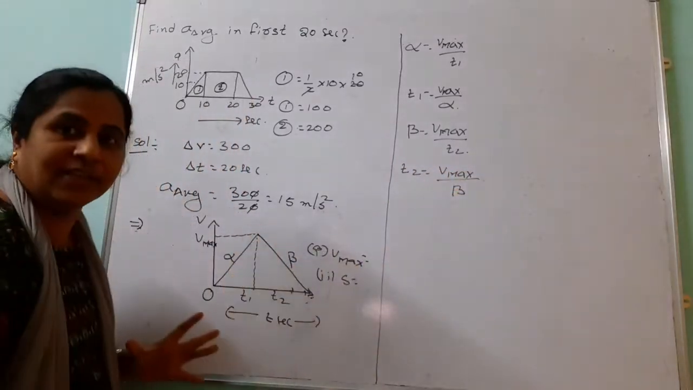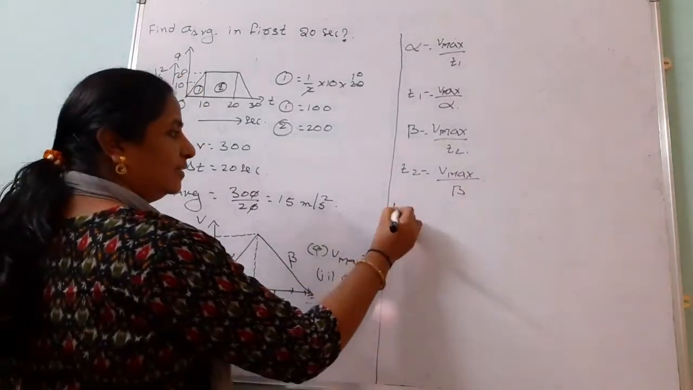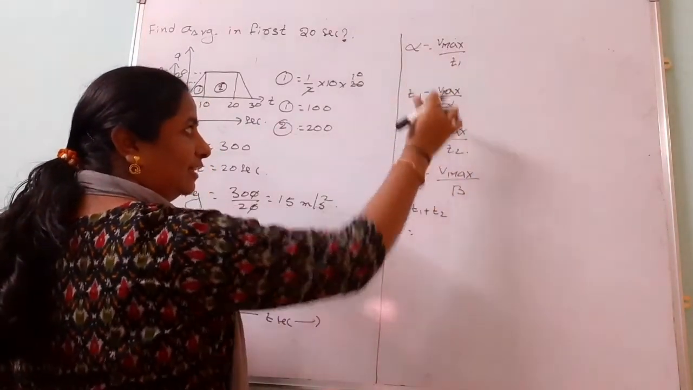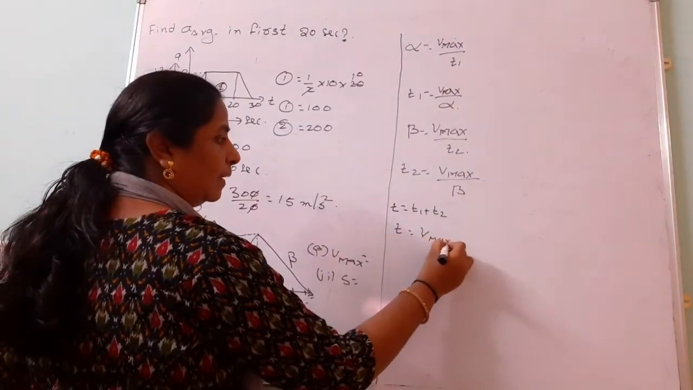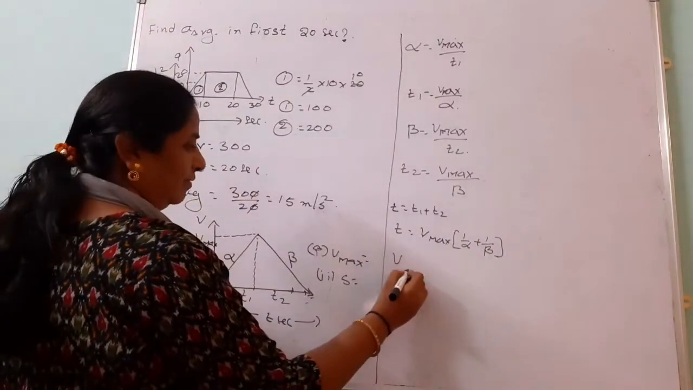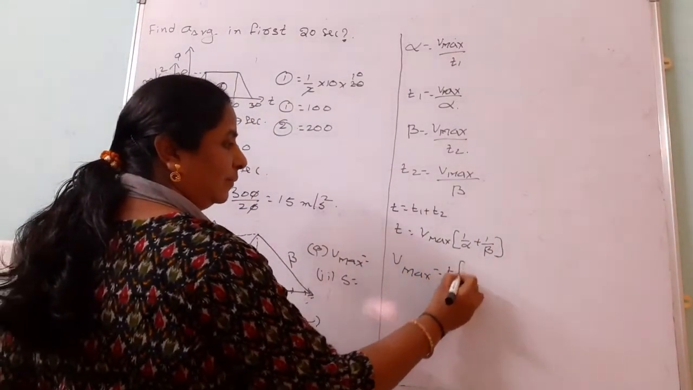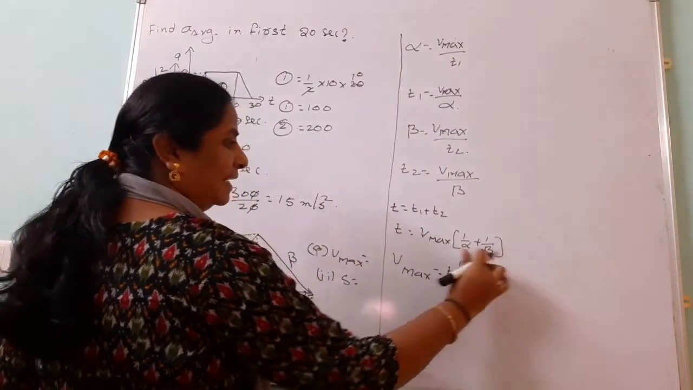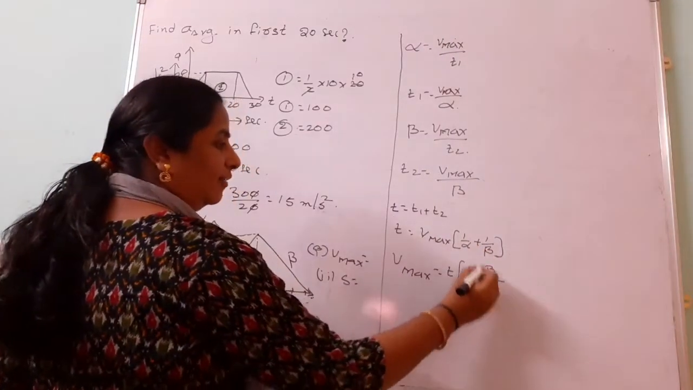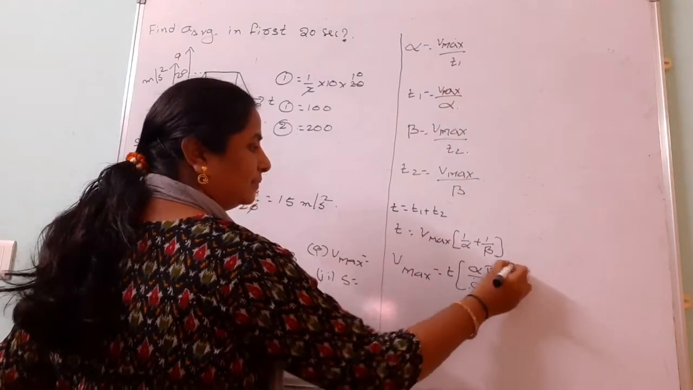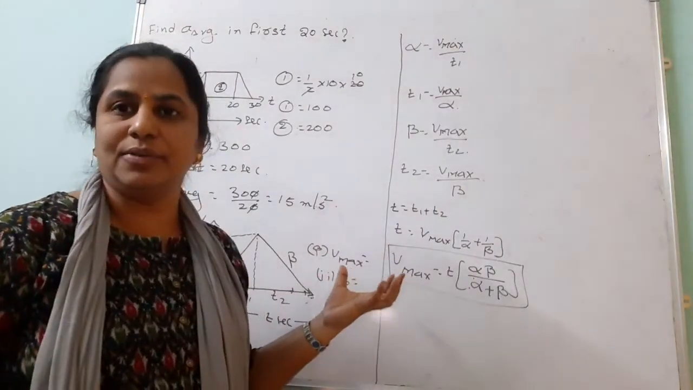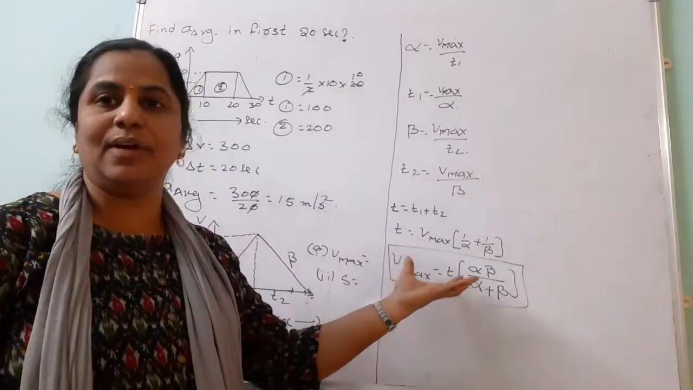But the total time given in our problem is T equals T1 plus T2. So T equals V maximum, which is common in both, times 1 by alpha plus 1 by beta. From this, V maximum equals T into, taking the LCM alpha into beta, which goes to the numerator, alpha beta by alpha plus beta. This is the first result: the slope of the two graphs gives the maximum velocity, T into alpha beta by alpha plus beta.